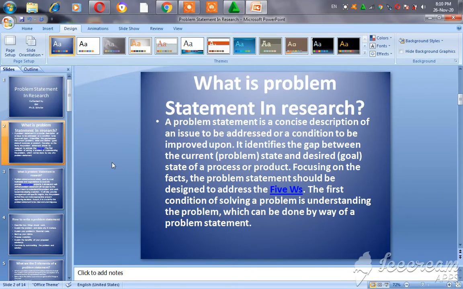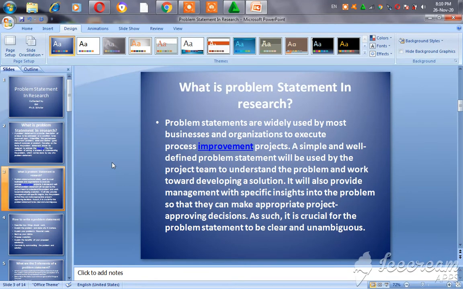The first condition of solving a problem is understanding the problem, which can be done by way of a problem statement. Research problem statements are widely used by most businesses and organizations to execute process improvement projects. A simple, well-defined problem statement will be used by the project team to understand the problem and work toward developing a solution. It will also provide management with specific insight into the problem so that they can make appropriate project decisions. As such, it is crucial for the problem statement to be clear and unambiguous.